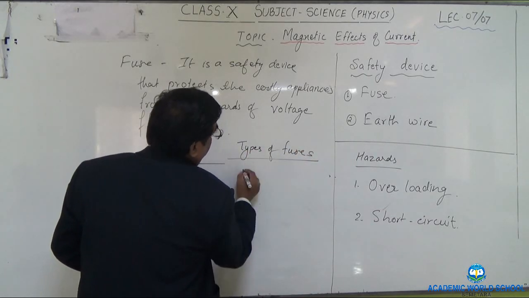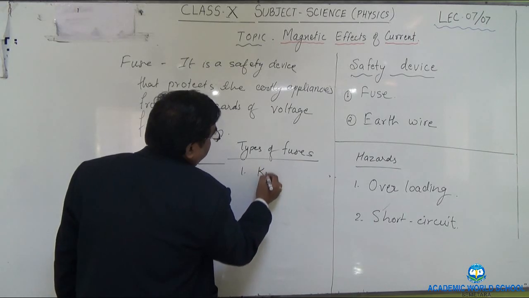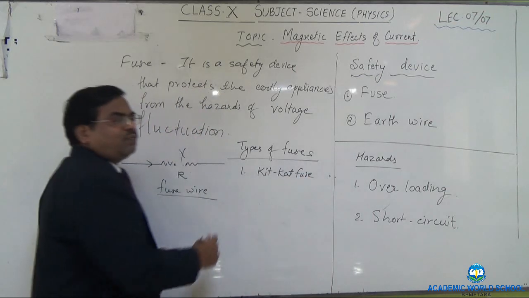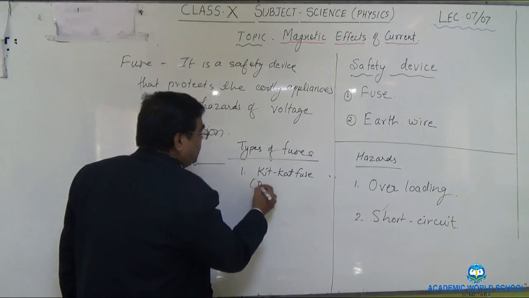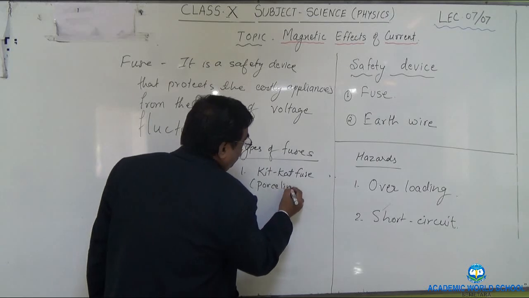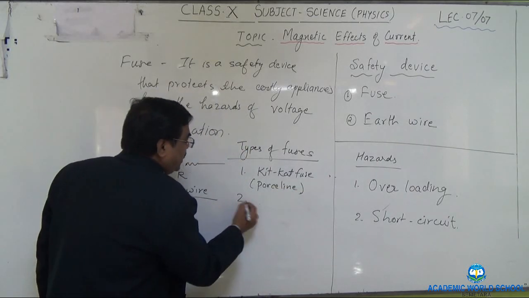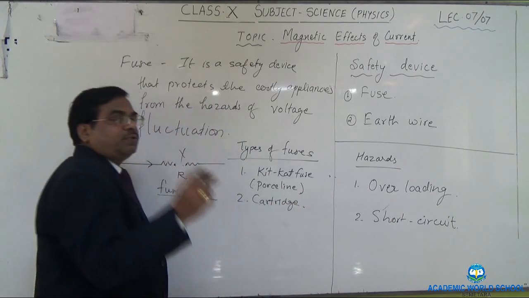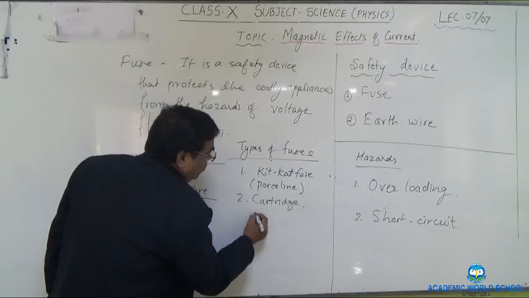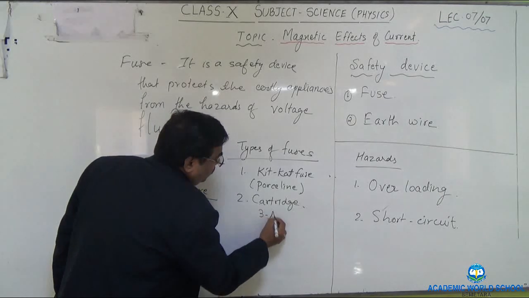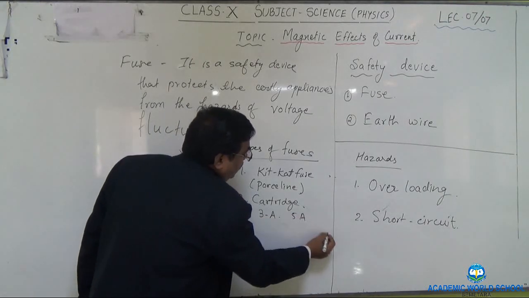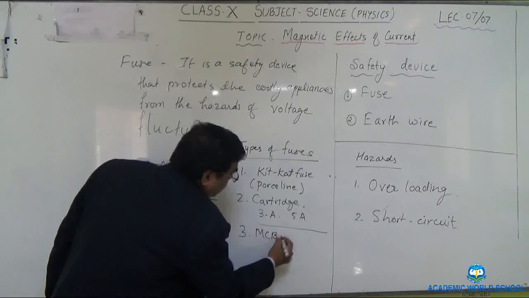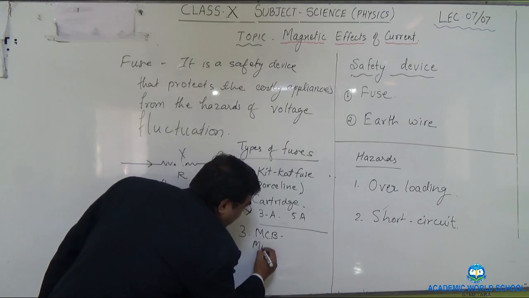Types of fuse. Number one, KitKat fuse. KitKat fuse is made up of porcelain. Then the second is cartridge fuse. The cartridge fuse is specified and comes in 3 ampere, 5 ampere known values, and the third one is MCB, that is called miniature circuit breaker.